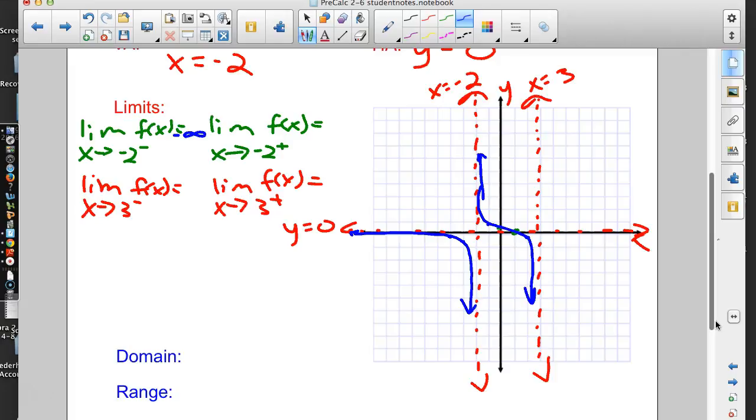-2 from the right. What do we put? Yep, 3 from the left. All right, and the last little piece.